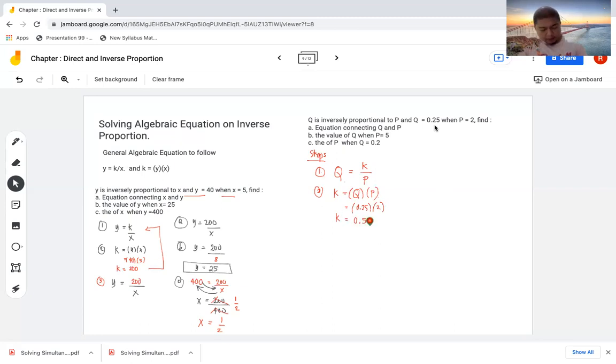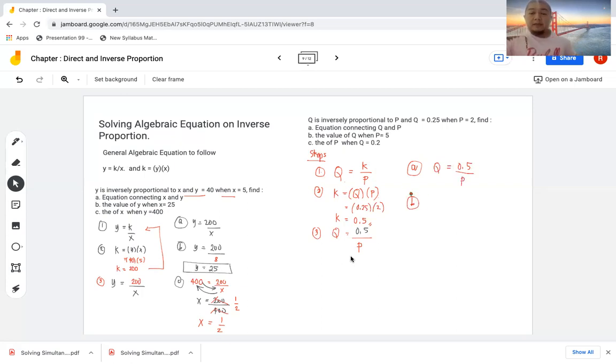And the third step that you're going to do is to just plug it into this first equation. So Q now will be equivalent to 0.5 over the value of P. Okay? And now the next thing that we need to do is to answer these questions A, B, C. So A, the question is to find the equation connecting Q and P. So you already have it here. So Q is equivalent to 0.5 over P.